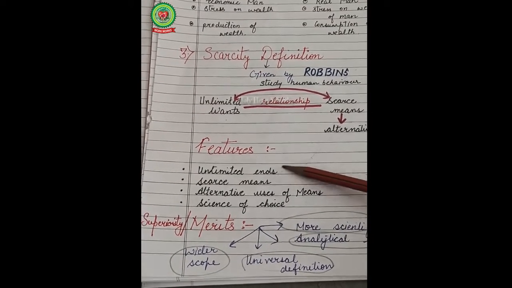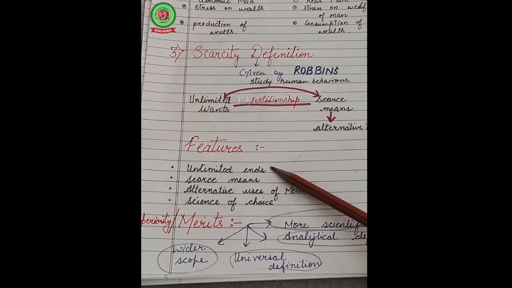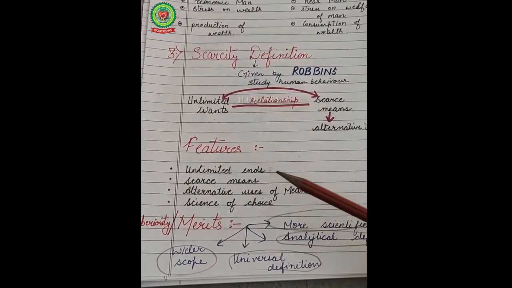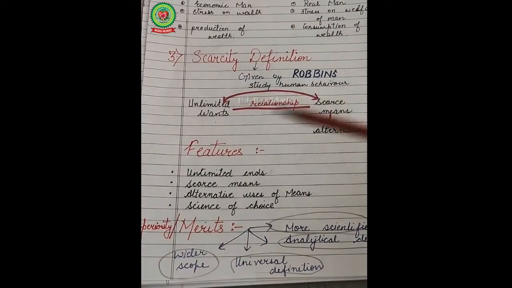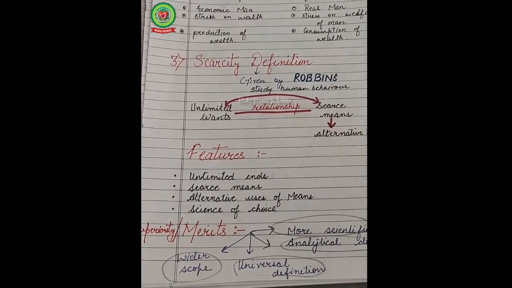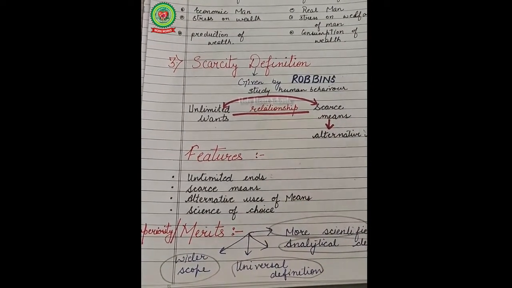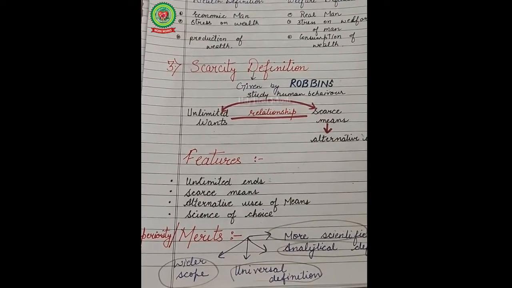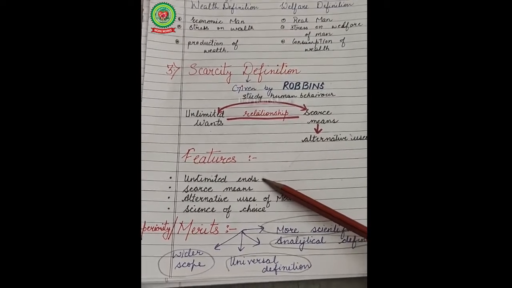Clear? As another example, first of all, I want a job after education, then I want a good house, after that I want a car, then afterwards some other thing, and some other thing, means one thing I'll get, then my want again increases. So unlimited ends means wants are unlimited.